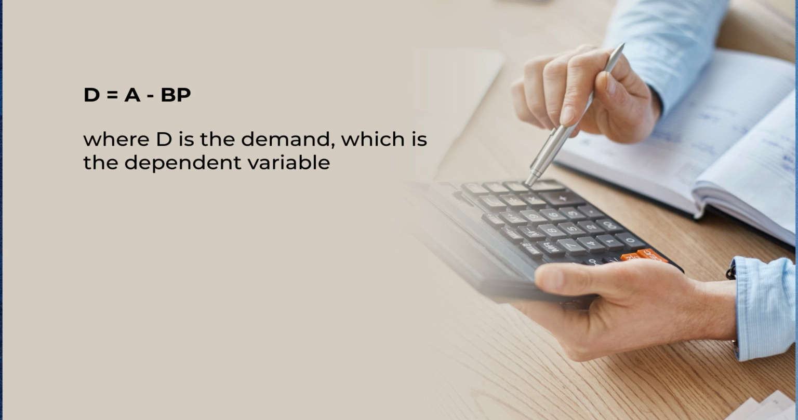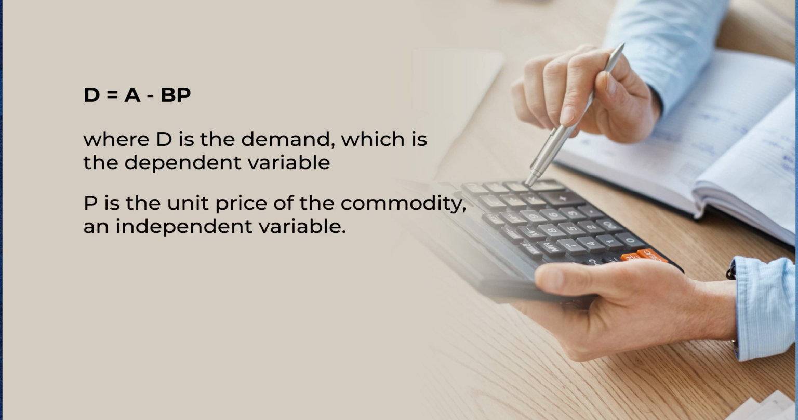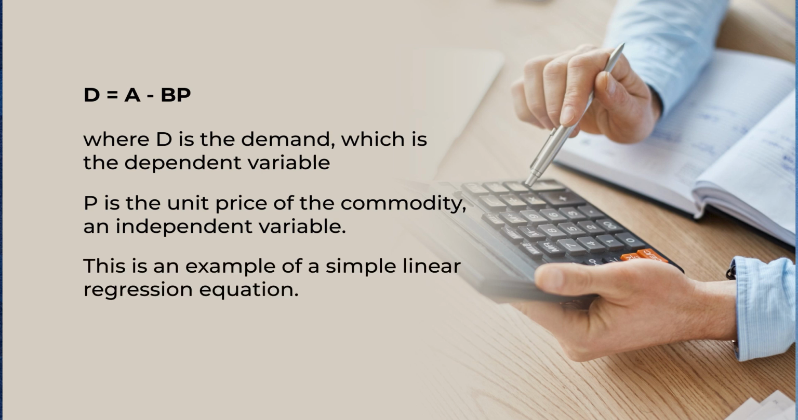For example, in demand analysis, demand is inversely related to the price of normal commodities and we may write it as D = A - BP, where D is the demand, which is the dependent variable, and P is the unit price of the commodity, an independent variable. This is an example of a simple linear regression equation.